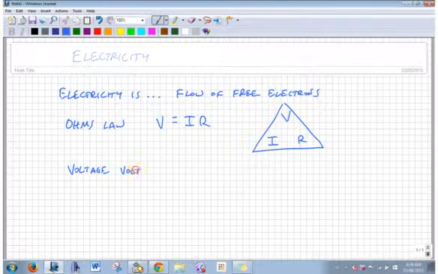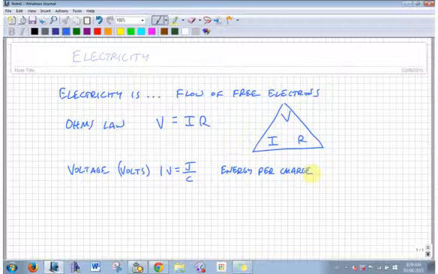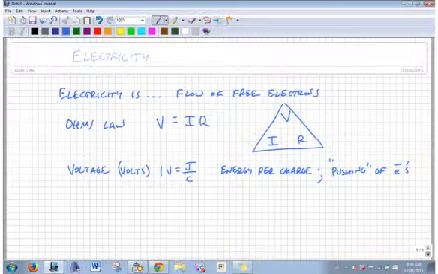Voltage, in volts, is the unit we call it, and 1 volt is 1 joule per coulomb, the amount of energy per charge. Okay, just looking at the letters, that's what you get. It's the confusing one. It's like a pushing of, that says electrons. Okay?